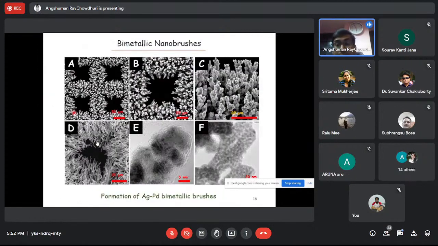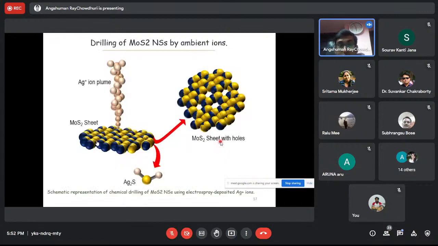So the most important thing is that a bimetallic structure is also possible. Previously they sprayed silver acetate on the metal substrate and got a bush kind of structure for the silver. After that, they started spraying silver and palladium together, and they got a bimetallic, alloy kind of structure, kind of nano brushes.